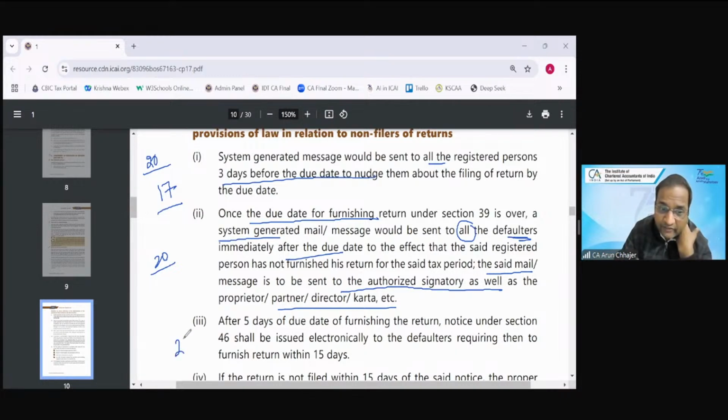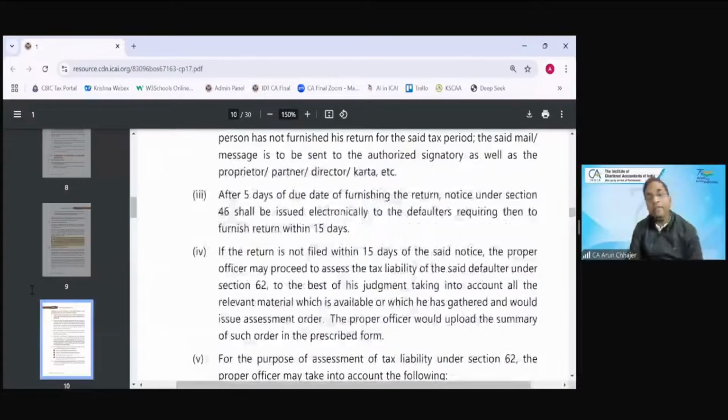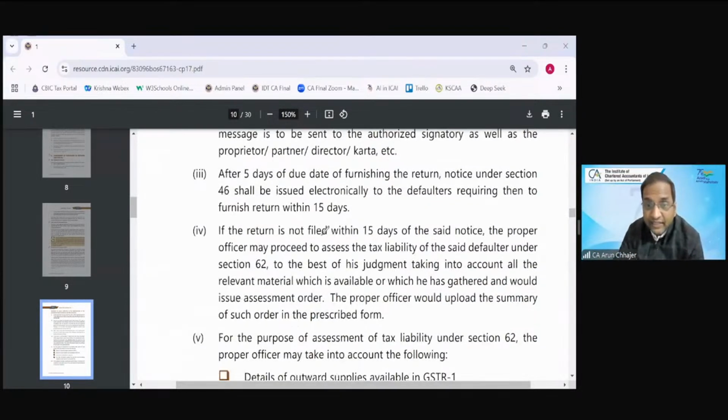After expiry of the 5 days, means after 25th, they will issue the notice under section 46, that is GSTR-3A. File the return within 15 days. If valid return is filed, no problem, the matter is closed. If the return is not filed within 15 days, then the officer may proceed to assess the liability to the best of his judgment under section 62.